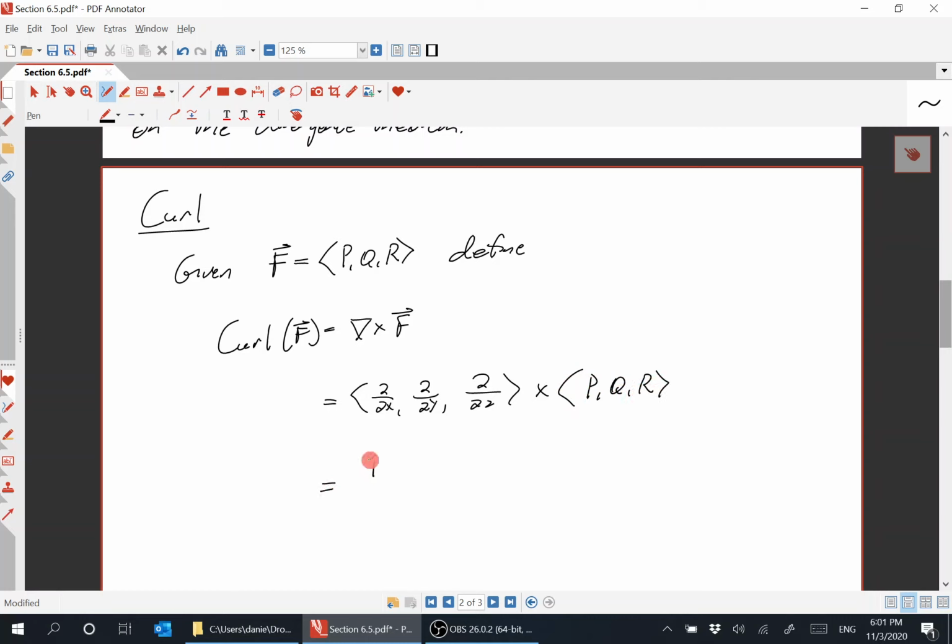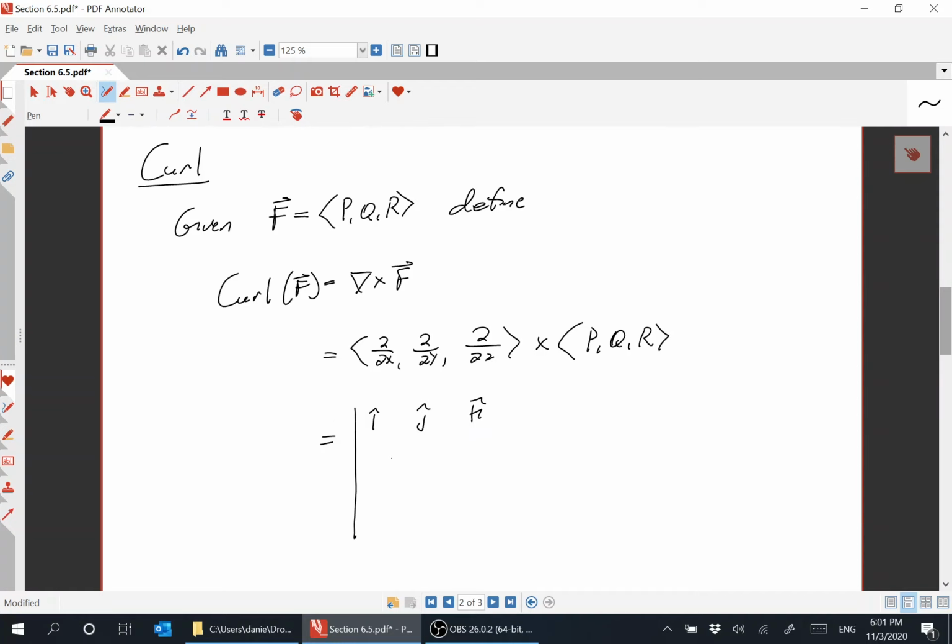So that's equal to this 3 by 3 determinant: i, j, k, partial with respect to x, with respect to y, with respect to z, P, Q, R. And what it ends up being is Ry minus Qz, and Rx minus Pz negated, so it's Pz minus Rx. And then the last one is Qx minus Py.